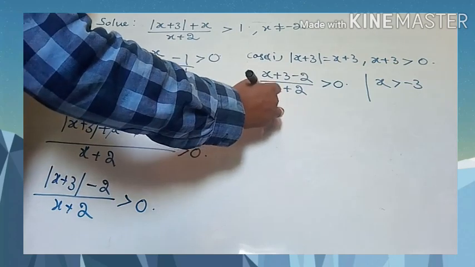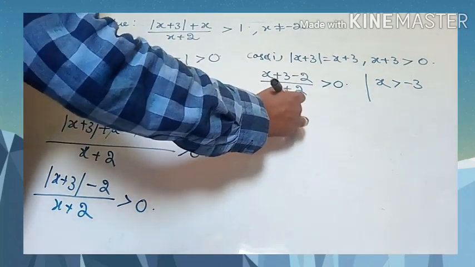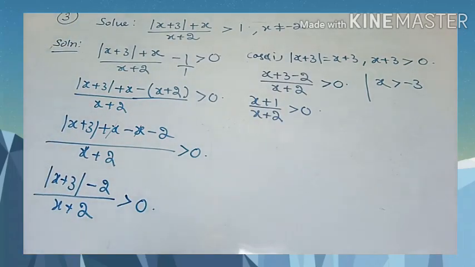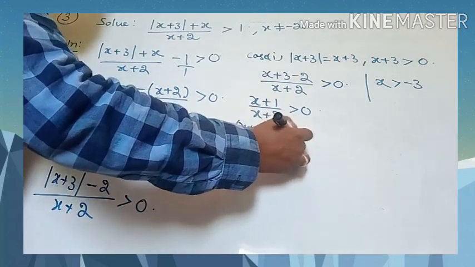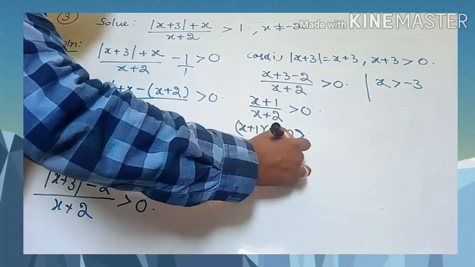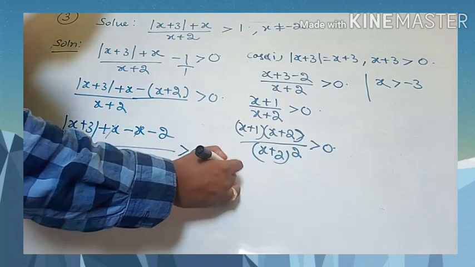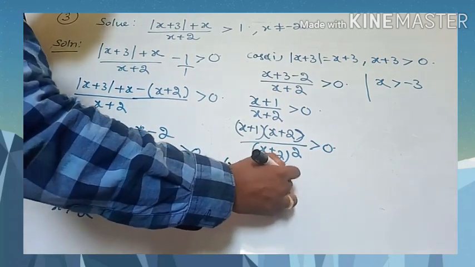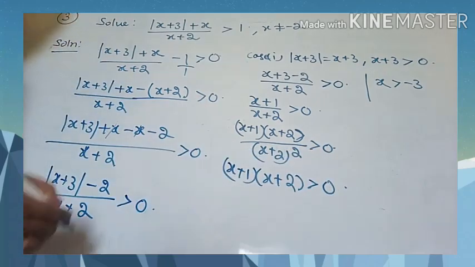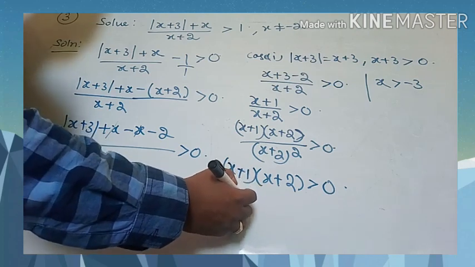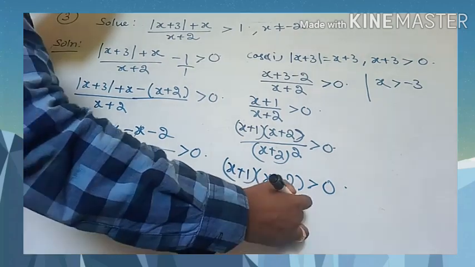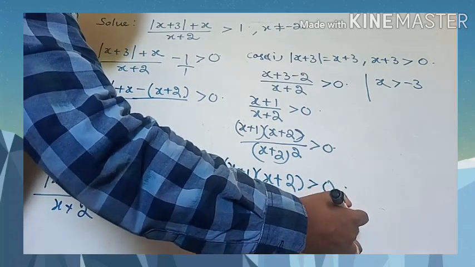Now this problem reduces to x plus 1 by x plus 2 greater than 0, like this, right? And you know how to do this particular problem. x plus 1 by x plus 2 greater than 0 means you multiply and divide by x plus 2 for numerator and denominator, and this will be x plus 2 whole square, and that is greater than 0. Now it is positive, we can transfer to the right hand side. Now x plus 1 into x plus 2 greater than 0, right? That means x is less than minus 1, and that means x belongs to minus infinity comma minus 1 union minus, right.